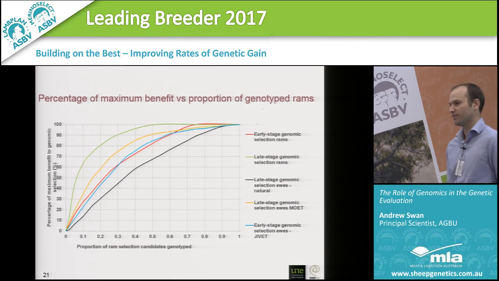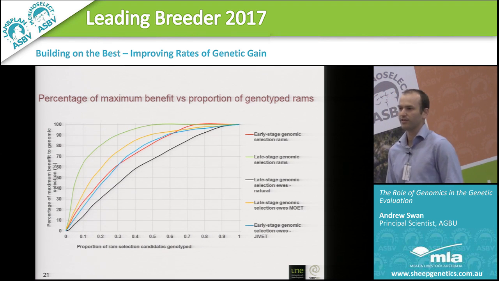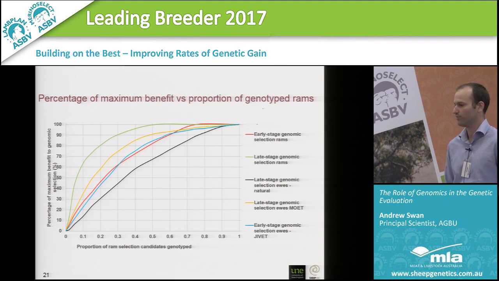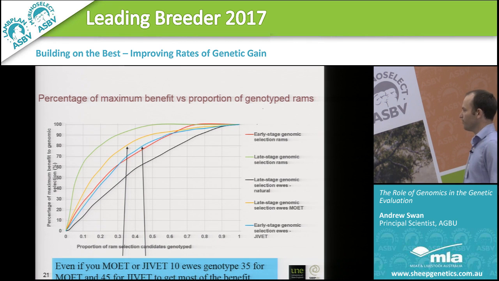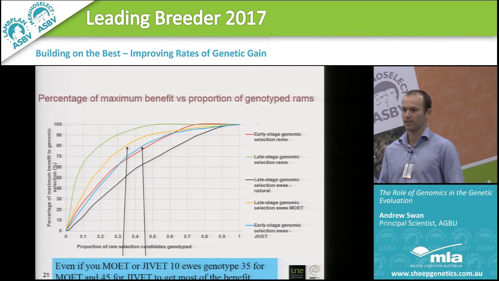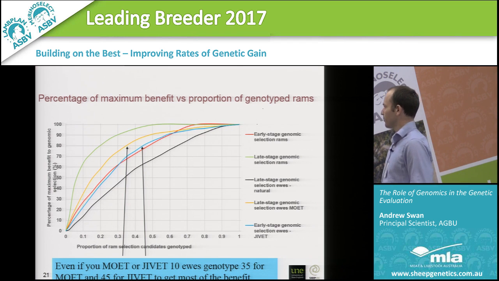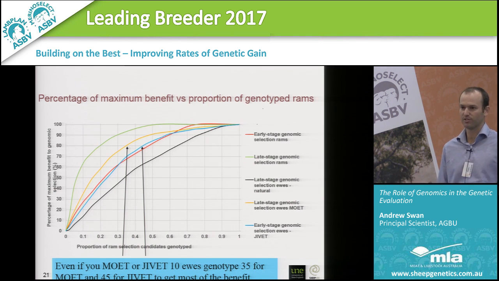But I realise that this is assuming a 500 head nucleus, and you're not going to have 500 lambs born by a mowat or GIVIT every year. But the key message is, if you were even going to do 10 mowat or GIVIT ewes, you would still try and genotype 35 or 45 of the potential selection candidates to maximise the genetic gain you're going to get from your mowat or GIVIT program.